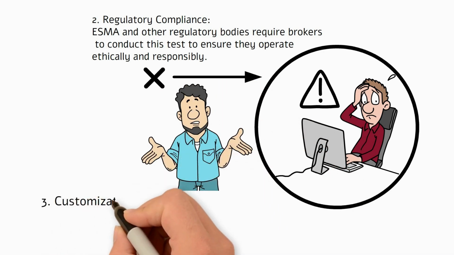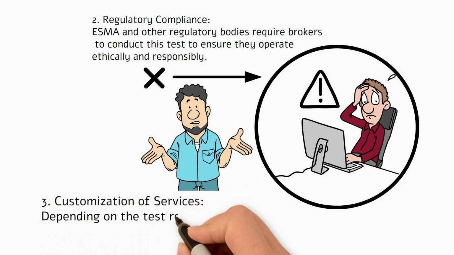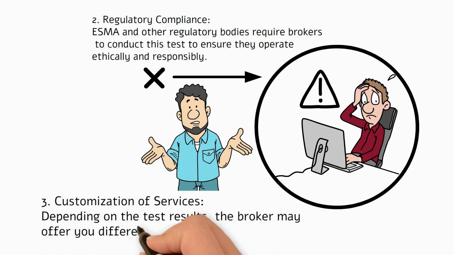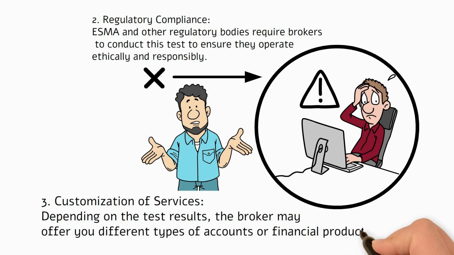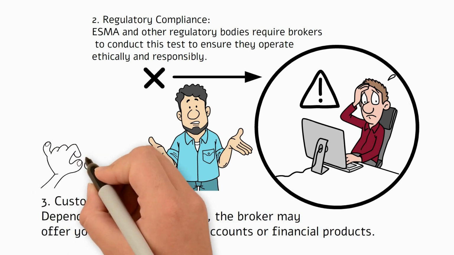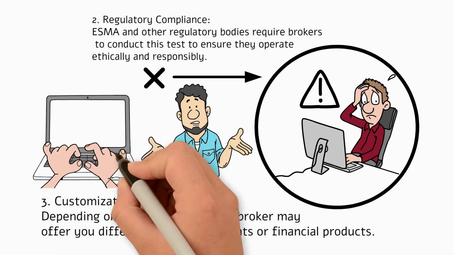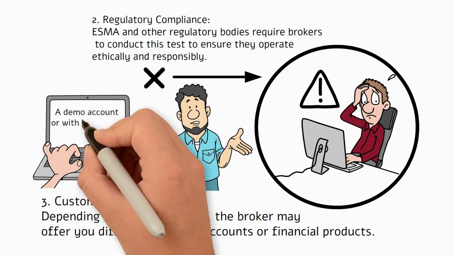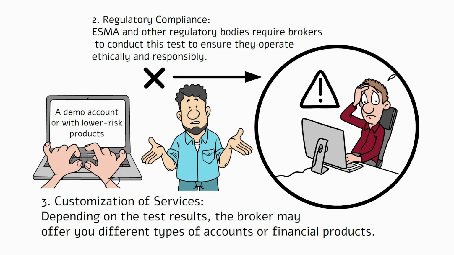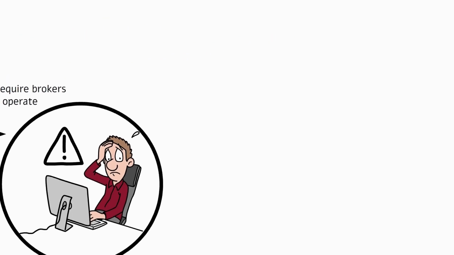3. Customization of services. Depending on the test results, the broker may offer you different types of accounts or financial products. For example, if the test shows that you have limited experience, they may recommend starting with a demo account or with lower risk products before trading with real money in more complex products.